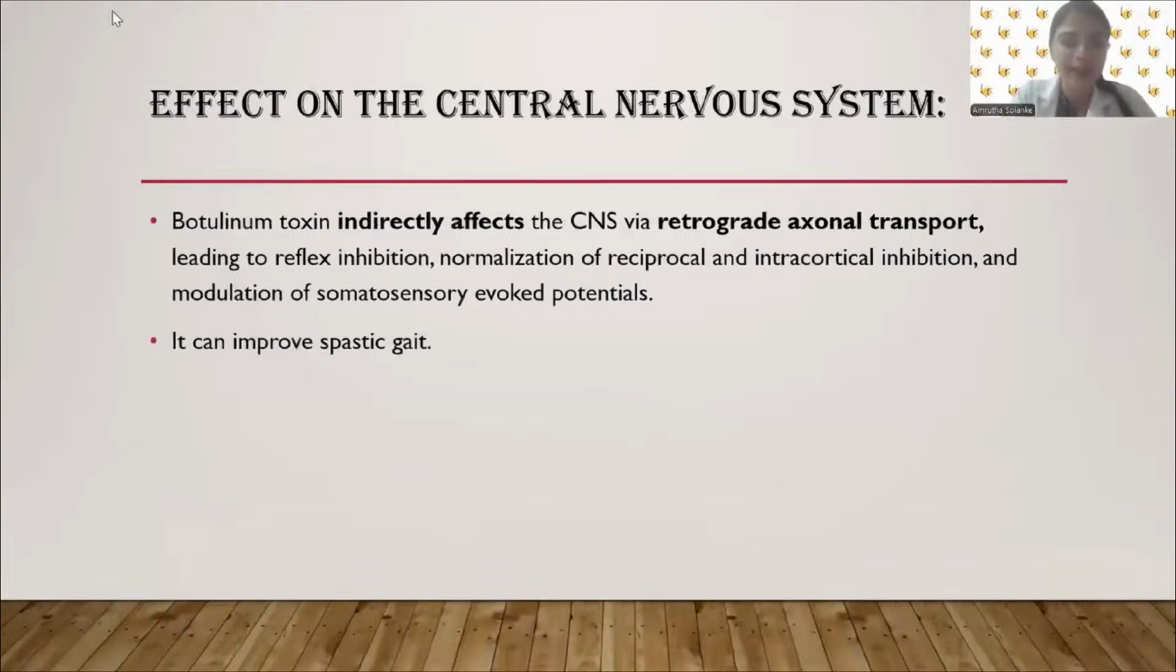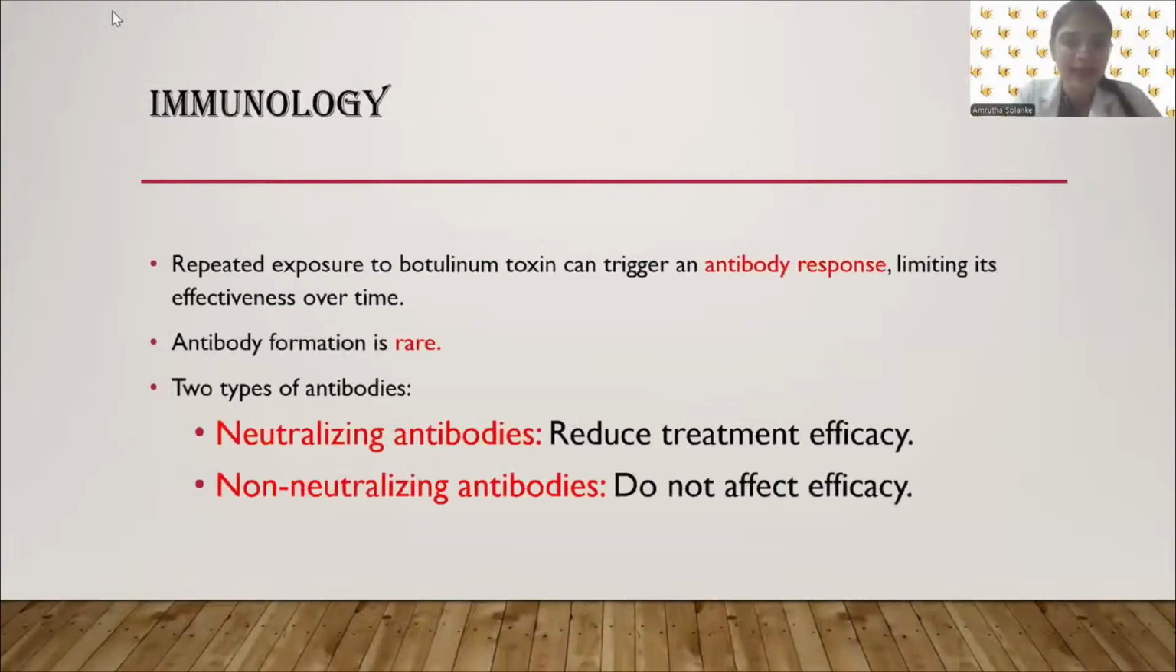The effect on CNS. The botulinum toxin indirectly affects the CNS via the retrograde axonal transport, leading to reflex inhibition, normalization of reciprocal and intracortical inhibition, and modulation of somatosensory evoked potential. It can improve the spastic gait.